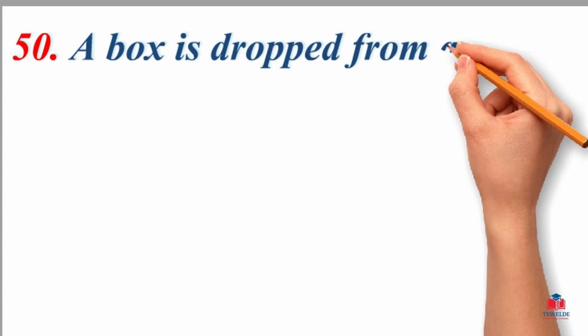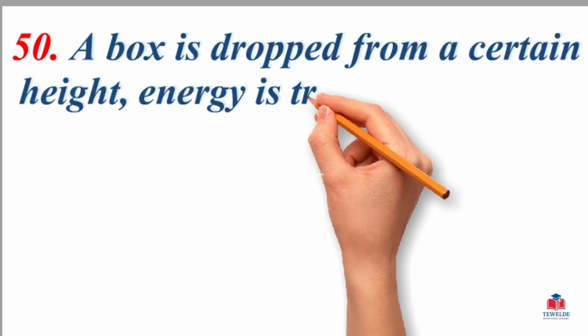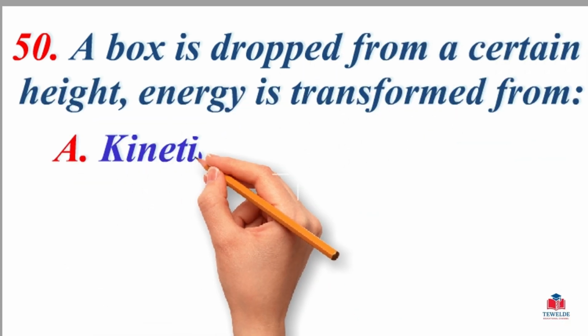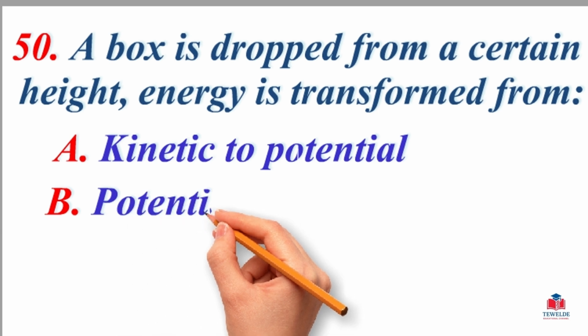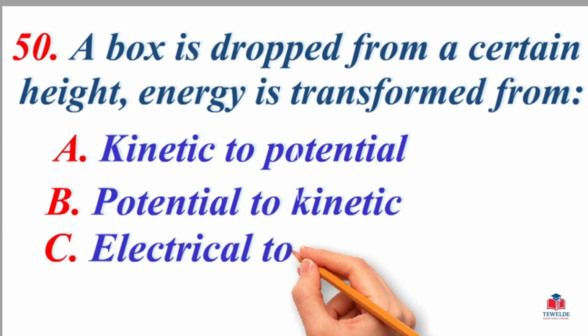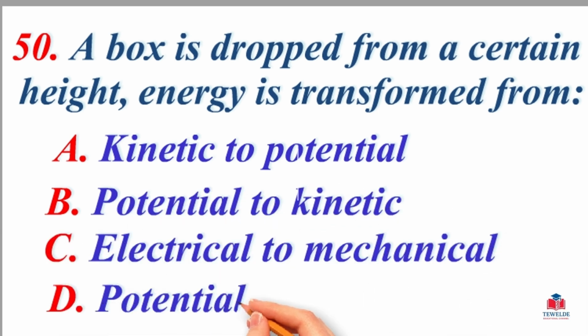Question number 50. When a box is dropped from a certain height, energy is transformed from A. Kinetic to potential, B. Potential to kinetic, C. Electrical to mechanical, D. Potential to sound.